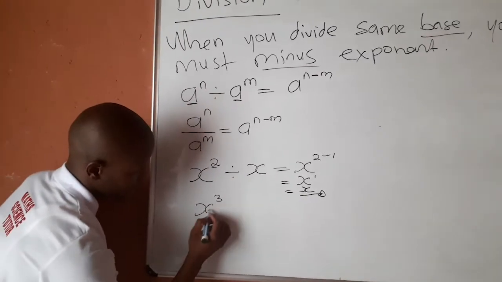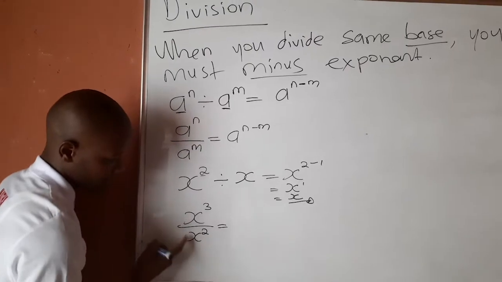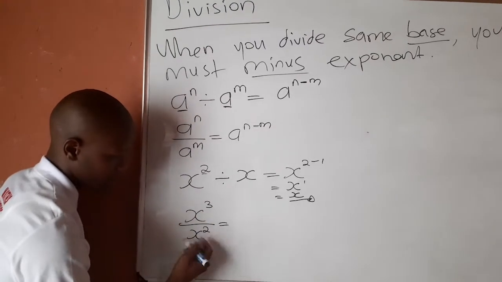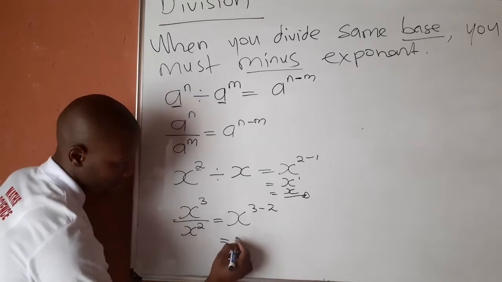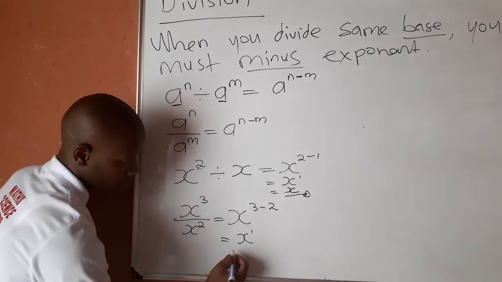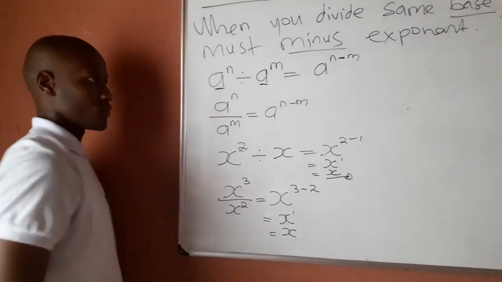X to the power 3 divided by x to the power 2 is going to be, we're dividing same base, so we minus the exponent. X to the power 3 minus 2, which is the same as x to the power 1, which is x.